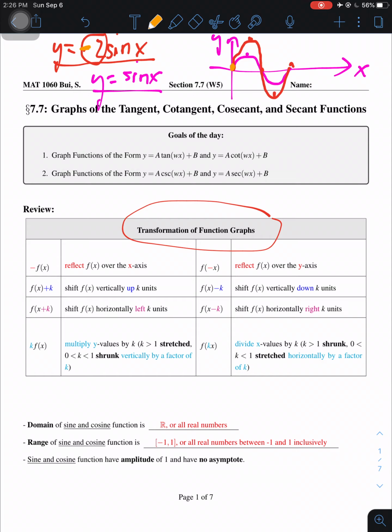So I'm going to keep that point, keep this point, and keep this point, right? But instead of having negative 2 up here, I'm going to have negative 2 down here. And instead of having negative 2 at x equals 3 pi over 2, I'm going to have 2 up here. So at the end, I'm just going to connect all the points together. And this one in here is the graph of the function y equals negative 2 sine of x.